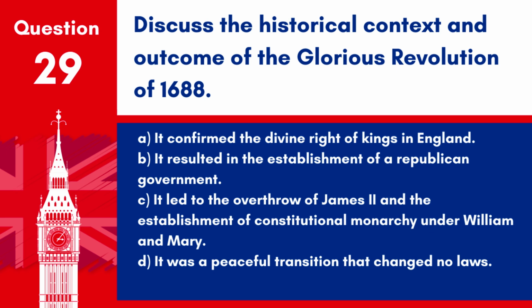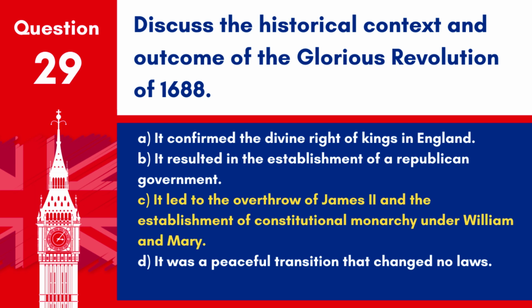Question 29. Discuss the historical context and outcome of the Glorious Revolution of 1688. A. It confirmed the divine right of kings in England. B. It resulted in the establishment of a republican government. C. It led to the overthrow of James II and the establishment of constitutional monarchy under William and Mary. D. It was a peaceful transition that changed no laws.